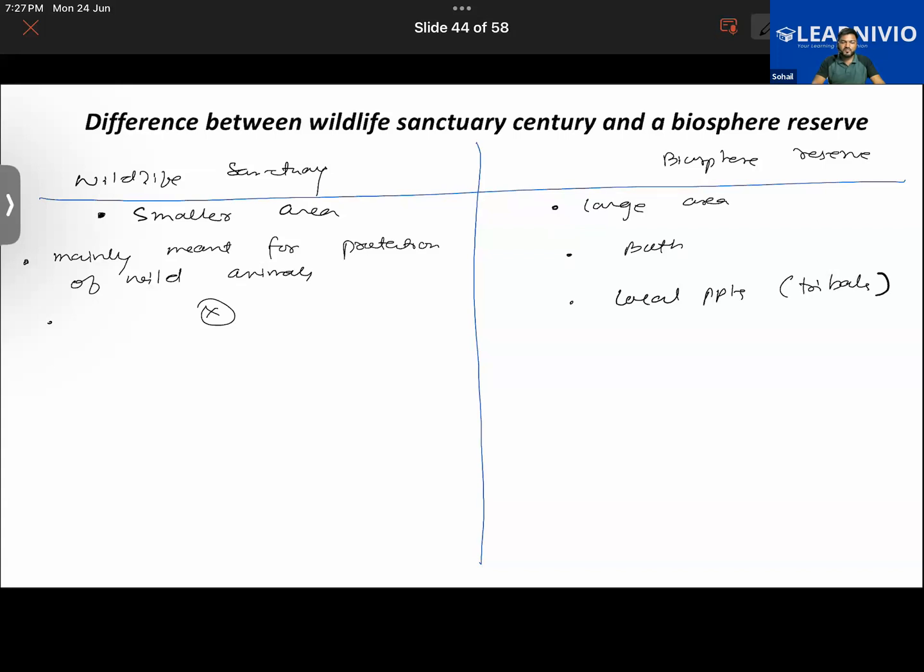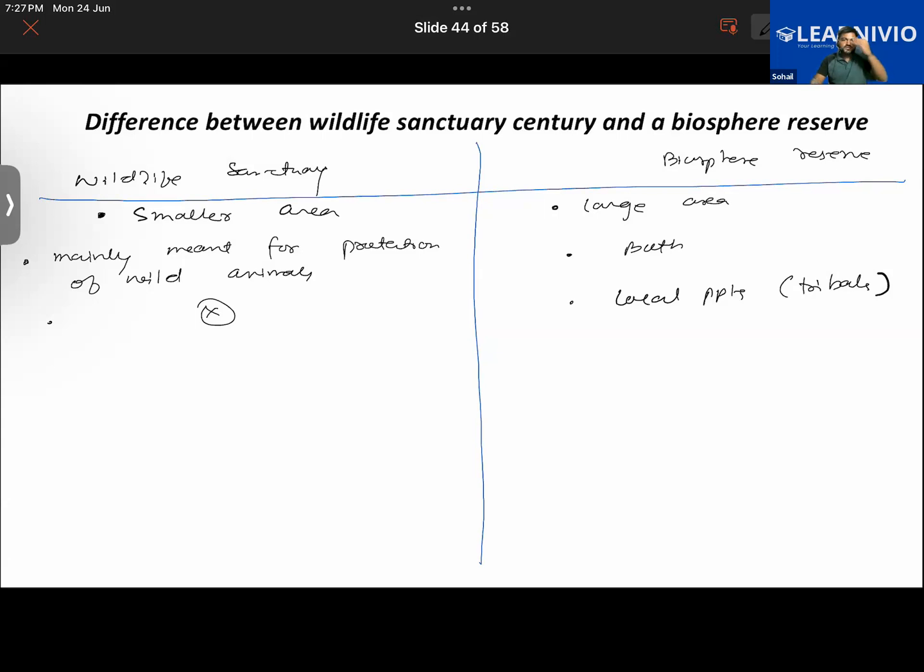Biosphere reserve. In a biosphere reserve, you have three different zones: the core zone, the buffer zone, and the transition zone.